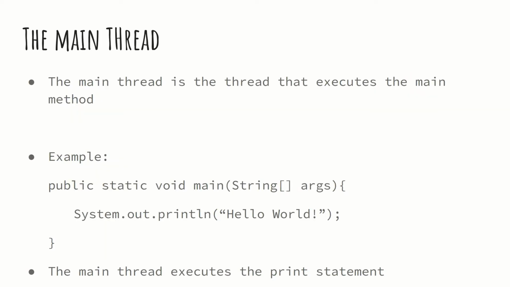So we have something known as the main thread, and the main thread is the thread that executes from the main method. So when you're writing a program, you have the main method, public static void main(String[] args), and that's the main thread, the thread that's executed when you run a program. And so in this example, we are printing out hello world, and so on the main thread, we are executing the print statement.